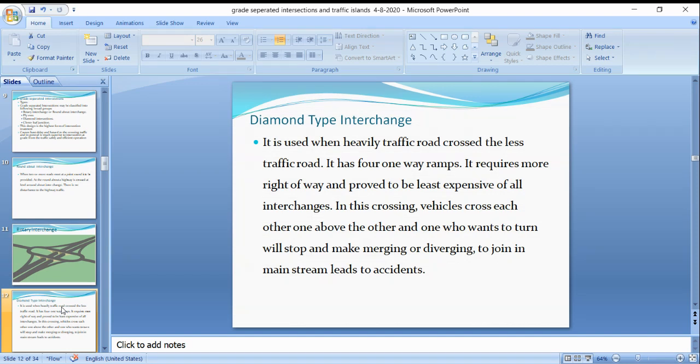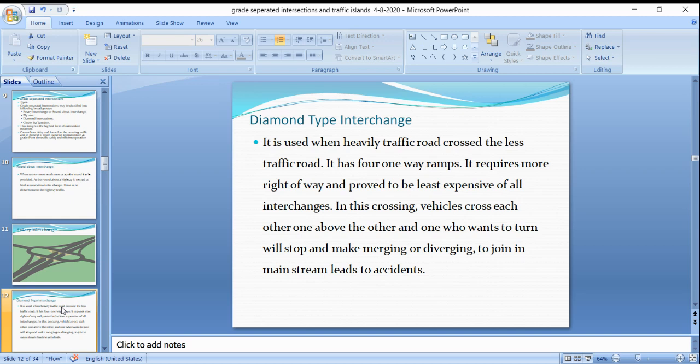Next comes the diamond type interchange. It is used when a heavy traffic road crosses a less traffic road. So where heavy traffic is crossing the less traffic, we provide the diamond type interchange. It has four one-way ramps. It requires more right of way, meaning future expansion should be there, and proved to be the least expensive of all interchanges.